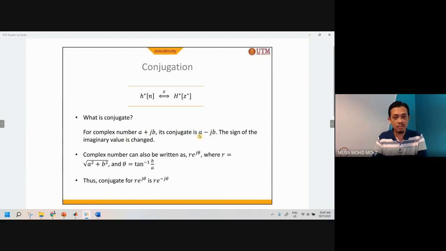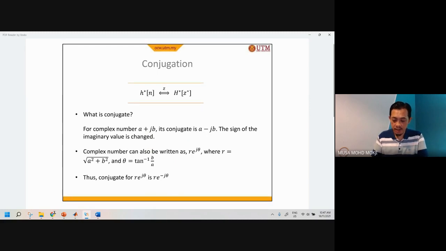Okay, the real part has no change at all. The imaginary part, you change the sign. So it means that this is the conjugate of this one, and this one is the conjugate of this one. That's why it's a conjugate pair. So just change the sign. And another thing: complex numbers can also be written in polar form, we call it polar form.